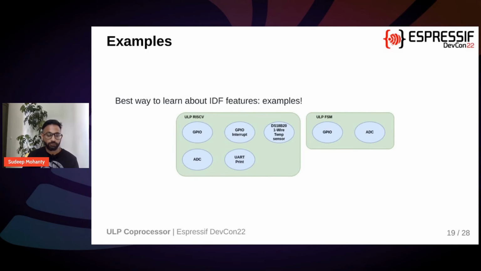The best way to learn about ULP are the several examples that we provide with ESP-IDF. These touch some of the basic aspects of what ULP is capable of. For example, how to poll a GPIO, how to talk to a sensor on ADC, how to use print statements if you need to, and so on and so forth. So these examples are present in ESP-IDF and will be one of the best places to start learning about ULP.